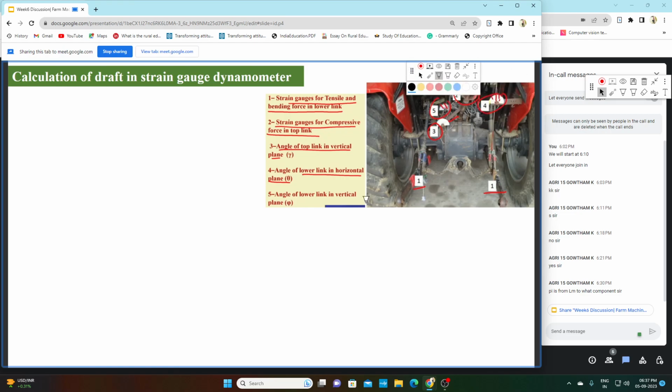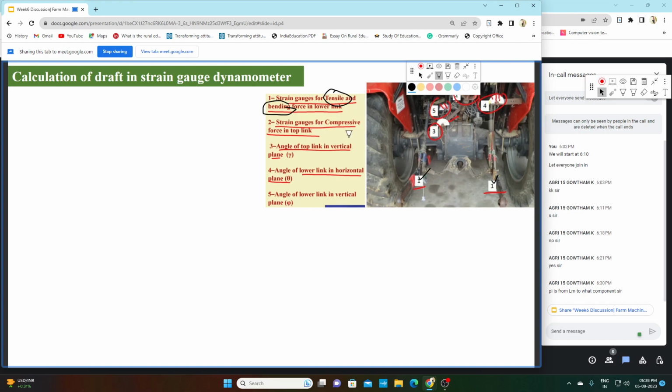We are actually using three strain gauges, two in the lower links, as we have two lower links, that is denoted by 1. This one and this one, we are using for the lower link. A lower link is subjected to two types of forces: one is tensile force and another one is bending force. These two types of force this strain gauge is subjected to.